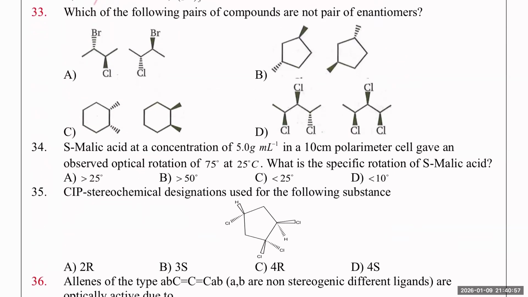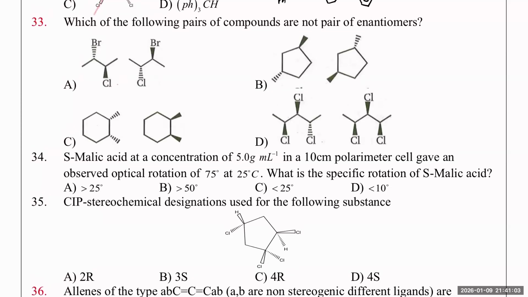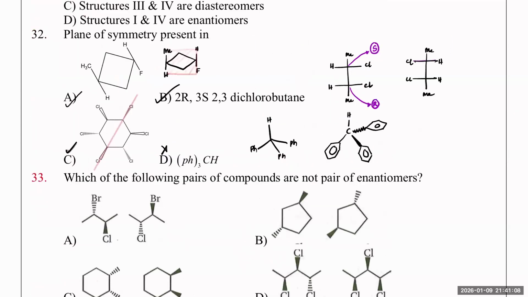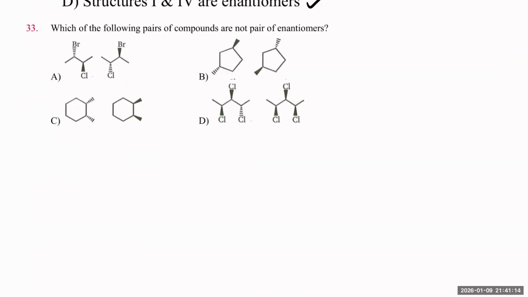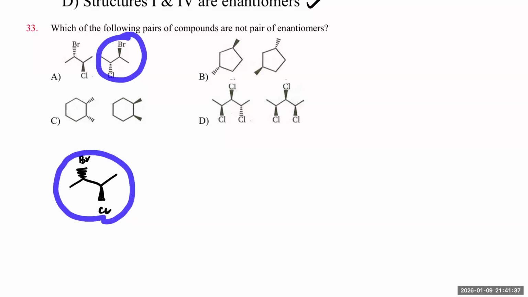Next. Which of the following pairs of compounds are not a pair of enantiomers? Very, very important question, a very standard one, and it is asked in JEE Advanced quite a number of times. Check out how we need to judge. So the following pairs are not pairs of enantiomers. In such cases, always check by keeping the structure in a very similar way. Let's say here bromine is coming out of the plane, chlorine is going into the plane. Try to put the second structure very similar to this skeleton.